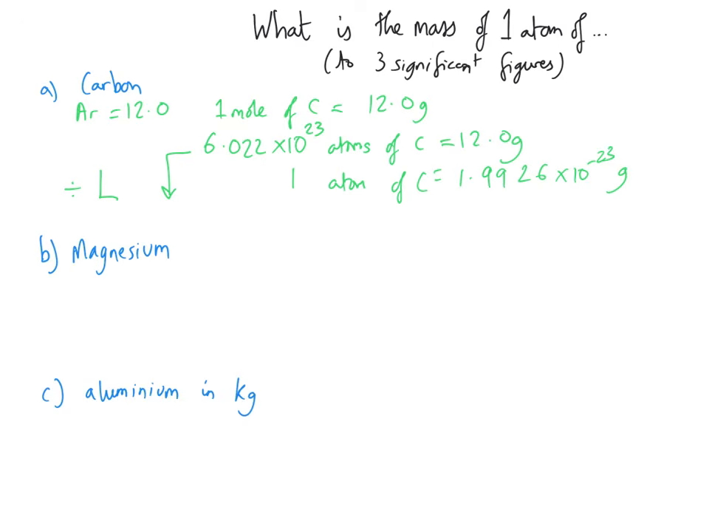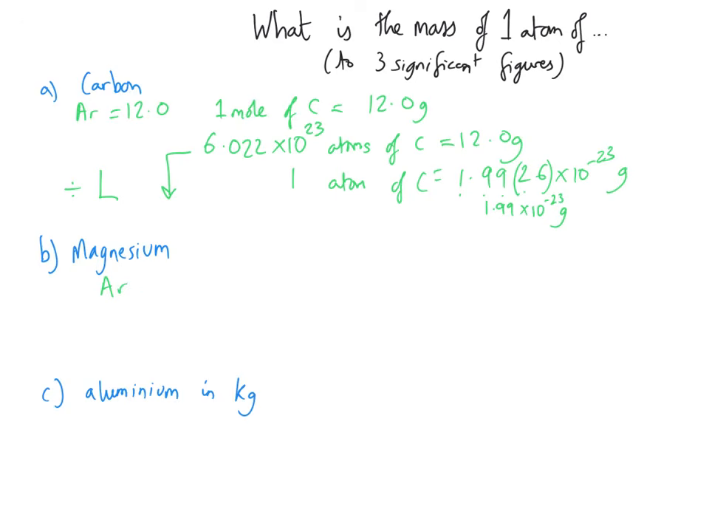And then we need to get that to 3 significant figures, and the first, second, third, fourth significant figure is a 2, so actually we're allowed to just get rid of those 2 digits because we don't need to round that 9 upwards. So 1.99 times 10 to the minus 23 grams is the mass for carbon.